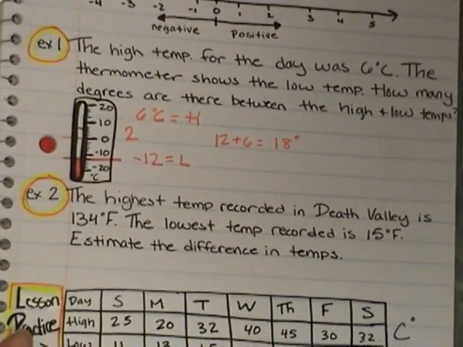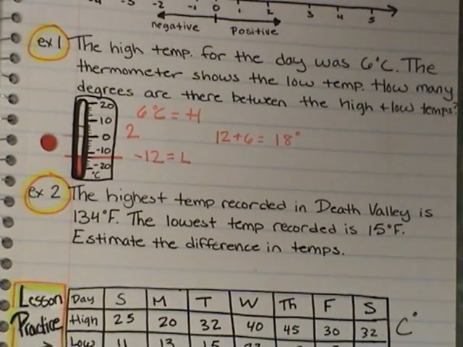the next one. The highest temperature recorded in Death Valley is 134 degrees Fahrenheit. The lowest temperature recorded is 15 degrees Fahrenheit. Estimate the difference in the temperatures. And when we see difference, we should right away recognize that this is a subtraction problem, okay? They want us to estimate.